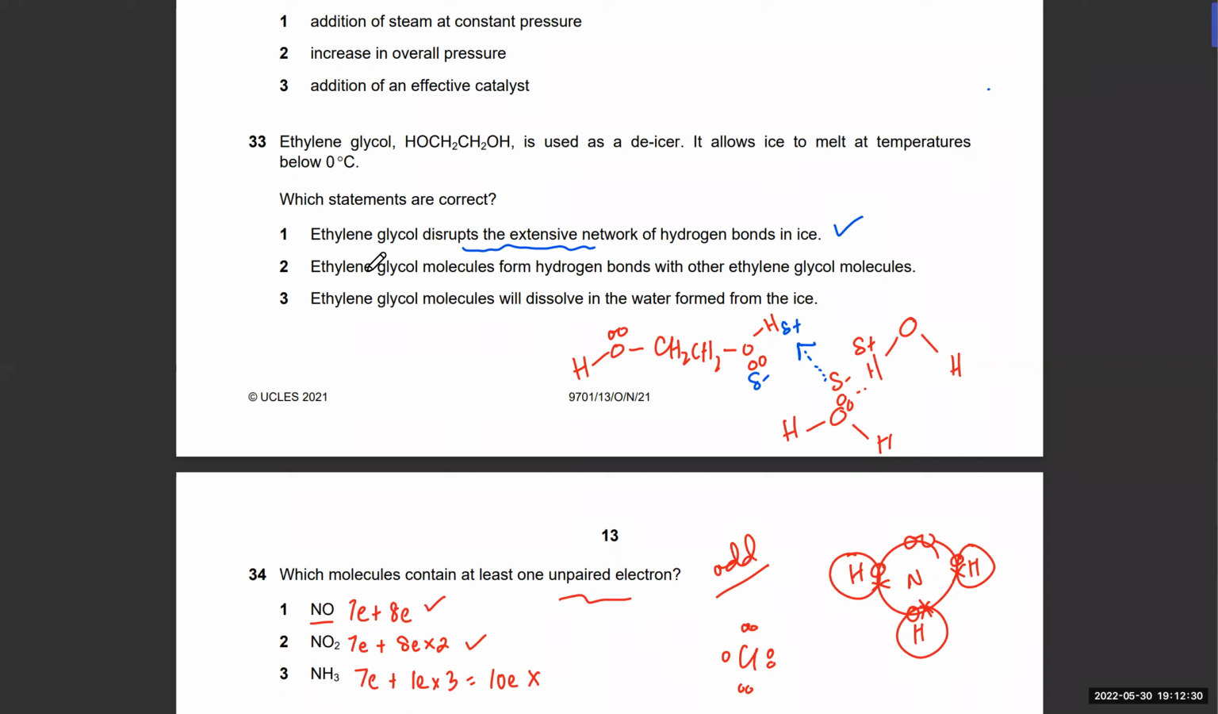Yes. Now the next one is: ethylene glycol molecules form hydrogen bonds with other ethylene glycol molecules. Can they form hydrogen bonds with each other? I mean, they can obviously, right? Ethylene glycol with other ethylene glycol. That's true. Ethylene glycol molecules will dissolve in water formed from the ice. Will it dissolve in water? Will ethylene glycol dissolve in water?